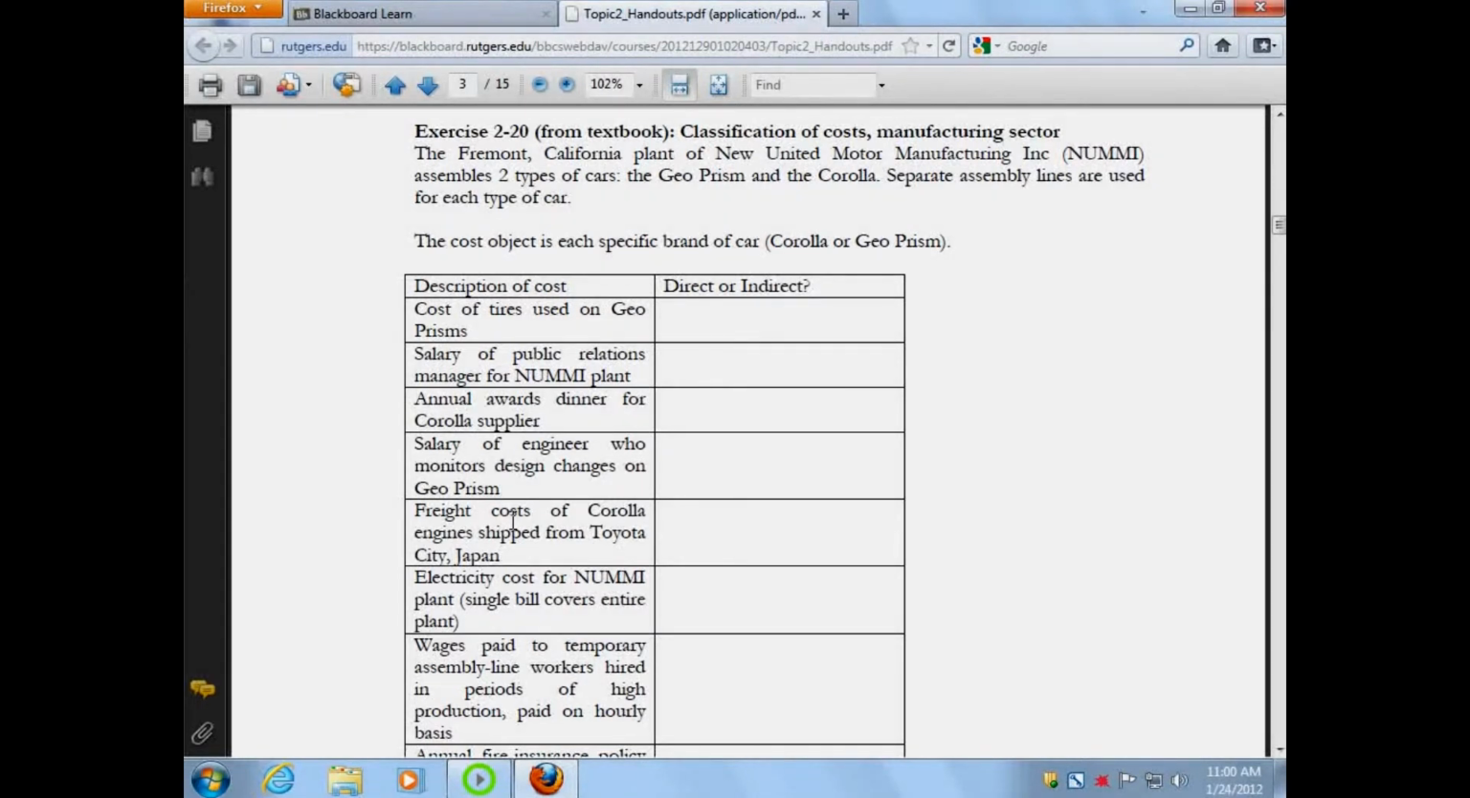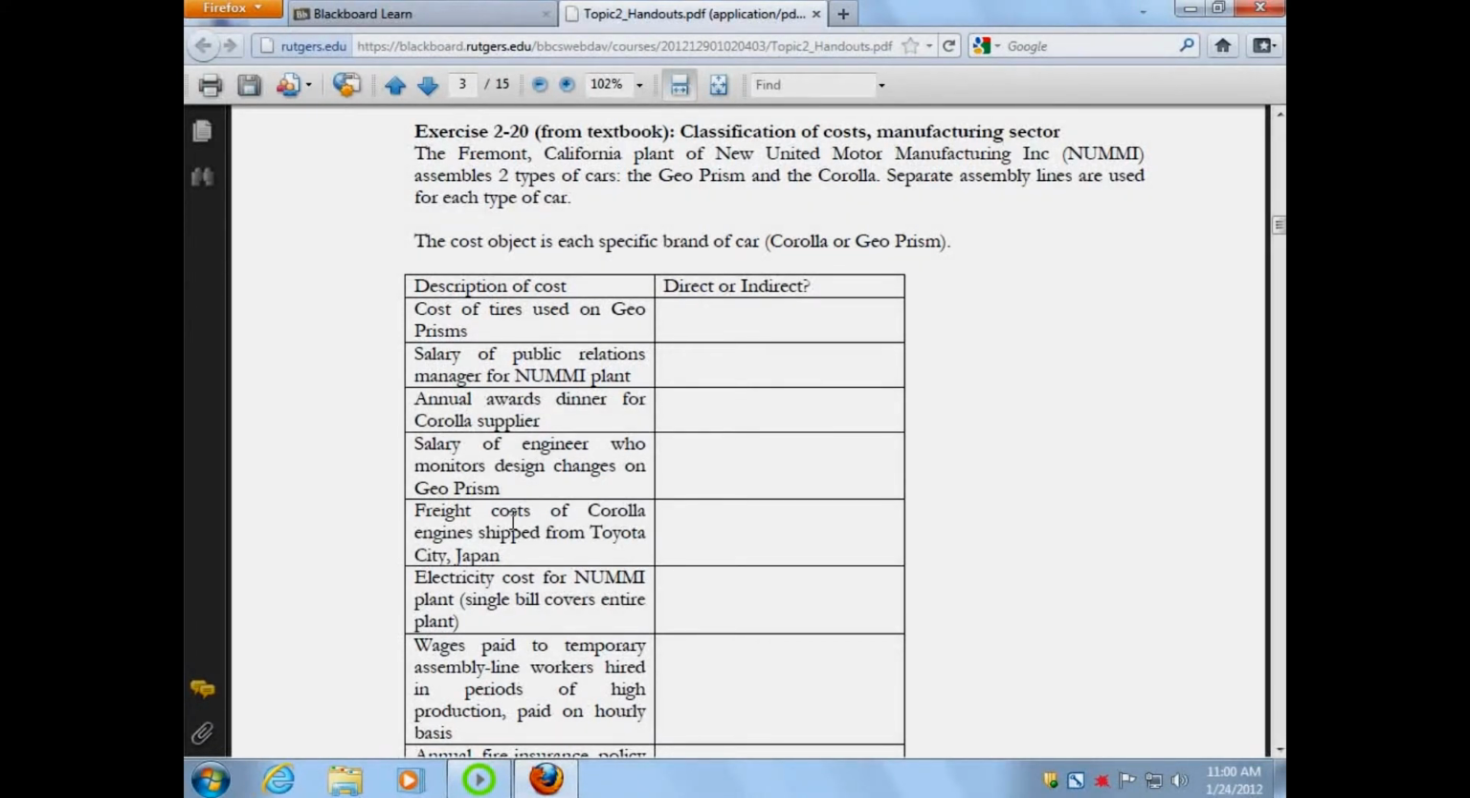So the awards dinner for the Corolla supplier is a direct cost of the Corolla cost object. But the cost of the awards dinner for the Corolla supplier is neither a direct cost nor an indirect cost of the Geo Prism. It is unrelated to the Geo Prism. That's why we're not even talking about the other brand. Our cost object is whichever brand is referred to in that particular description. You get it now? So that particular item number 3 is neither direct nor indirect with respect to the Geo, with respect to the other brand, because it's unrelated. Remember this. The very first condition is that it's got to be related. If it's unrelated, it's neither direct nor indirect.